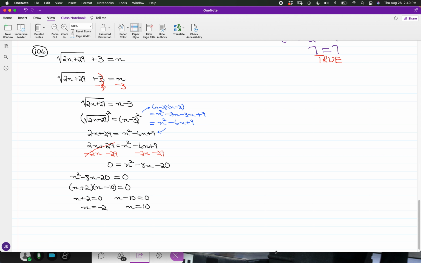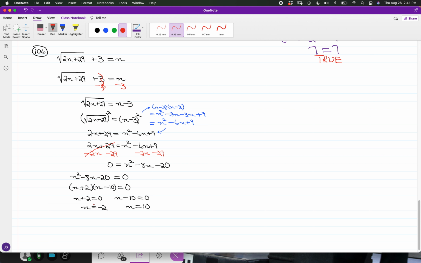okay, so for what we have in this case, for -2, the right hand side you'll have -2, and on the left you have 2 times -2 is -4. -4 plus 29 is 25. Now again, the square root of 25 is 5. 5 plus 3 is 8. And trying to have that agree with the right hand side with n at -2, 8 and -2 are not the same. So in the case of -2, this is not going to check out.